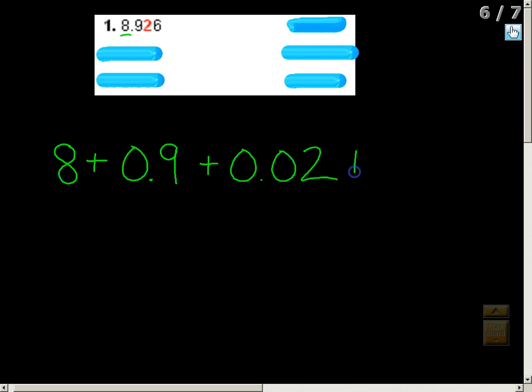Okay, then finally we come to our 6. We change the 8 to a 0. We change the 9 to a 0. We change the 2 to a 0. And then we finally write the number 6. So that shows us that the actual value of that 6 is 6 thousandths. Okay, so this is how you take 8 and 926 thousandths and put it into expanded form.